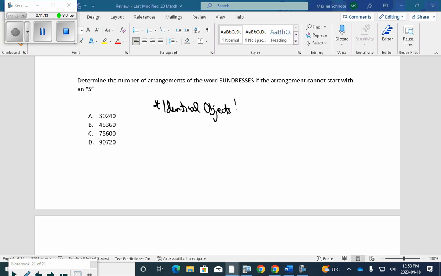Okay, so you have to first recognize that you have identical objects. So if you have identical objects, go straight to the denominator. Don't even worry about the numerator right now. Just do the denominator. Okay, how many identical objects do you have? 4 S's, and what else? 2 E's. You didn't see the E? Okay, so 4 S's and 2 E's.